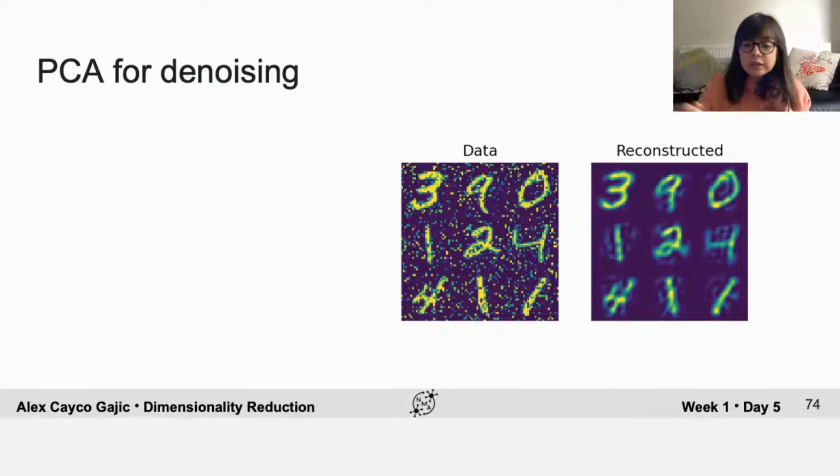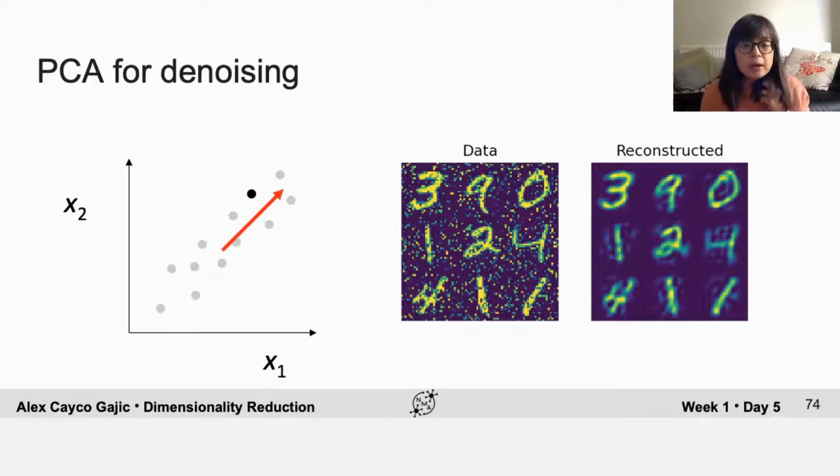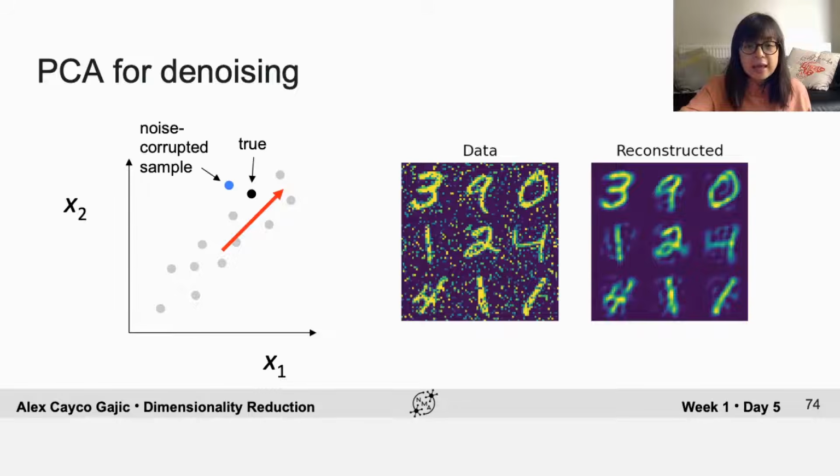To understand this a little more intuitively, we can imagine a data point that's given here in black, and I'm going to show you in blue a noise-corrupted sample of that same data point. But then when you project onto the low-dimensional subspace, you're basically removing any noise that's orthogonal to that subspace. So PCA can also be used for denoising for this reason.